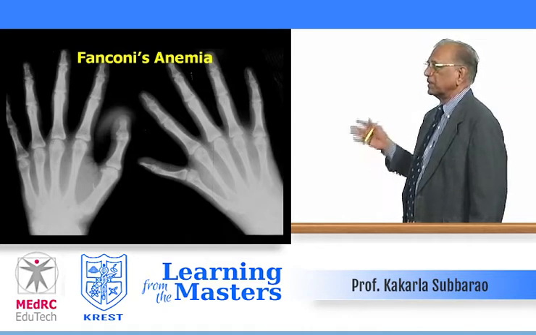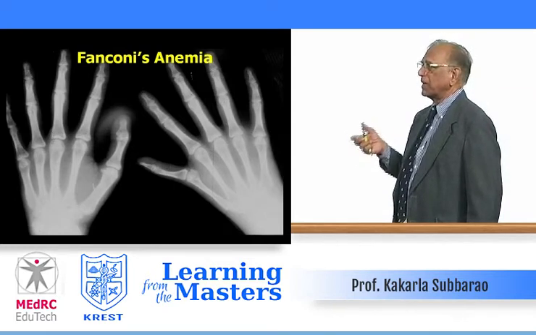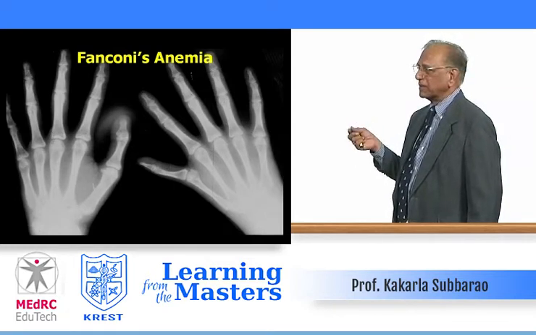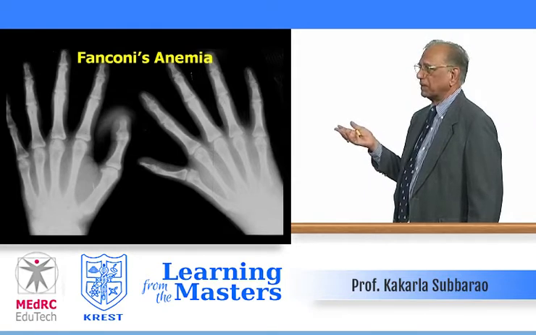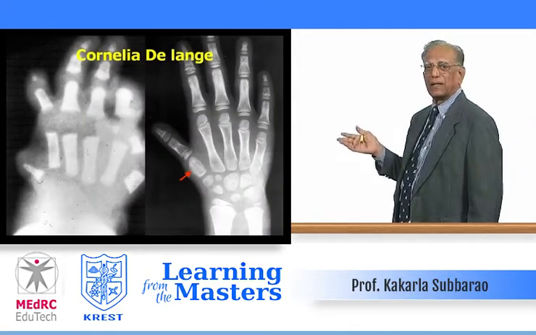Fanconi's anemia. In this anemia, look at the hypoplastic thumb. The phalanges are hypoplastic, even the metacarpal is hypoplastic. It may be unilateral, it may be bilateral. This is Cornelia de Lange syndrome. That is very rare.